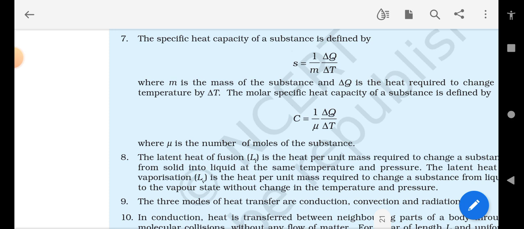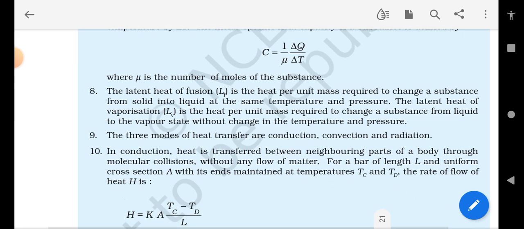Latent heat of fusion is the heat per unit mass required to change a substance from solid into liquid at the same temperature and pressure. The latent heat of vaporization is the heat per unit mass required to change a substance from liquid to vapor state without changing the temperature and pressure.